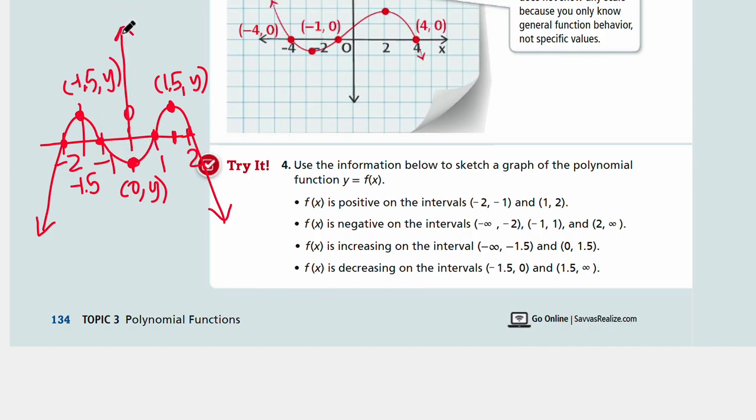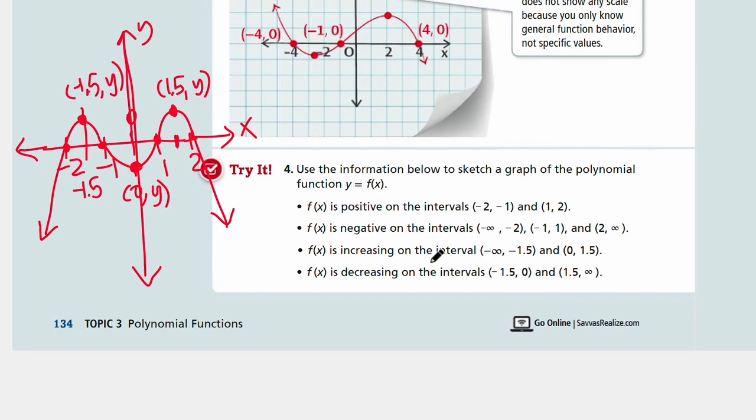You could draw the x and y axes, and that should be correct. All right, so that was try number 4. You didn't have to label the grid lines for y, but if you did, that's fine. It's not technically wrong if you go way too high or way too low. It's not even part of our description. As long as your graph is positive and negative between the right intervals, and increasing and decreasing between the right intervals, your graph should be fine.